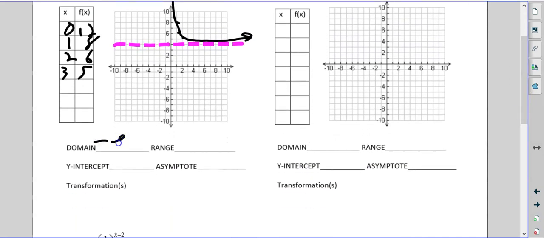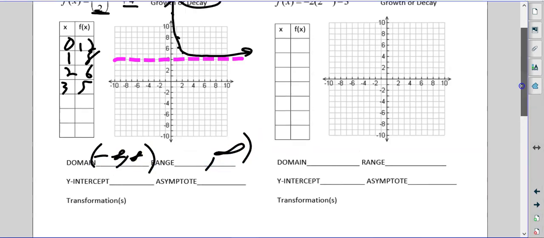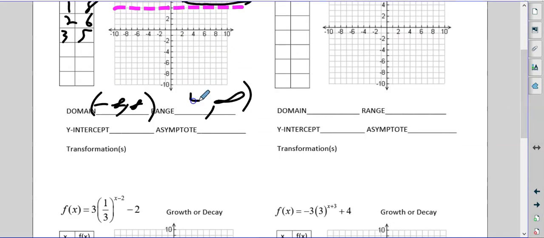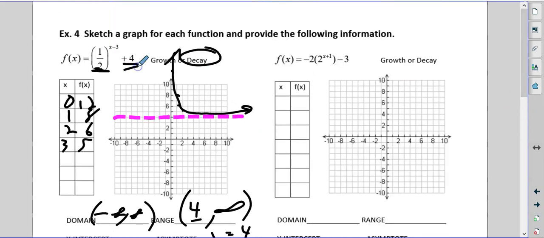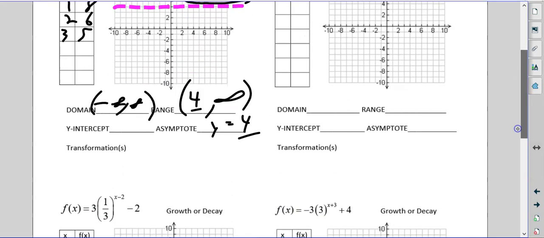So the domain does not change, negative to positive infinity. The range is still going up to infinity, but remember this time it's changing because that plus 4 goes right here, which is also going to go down here for the asymptote. So the 4 is here, here, and right up here. It's a very important number to remember. And the y-intercept was at (0, 12) we had.